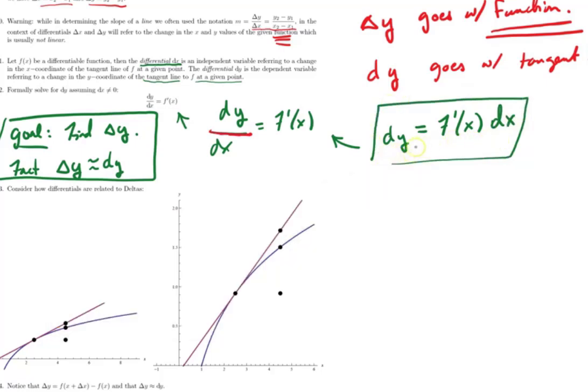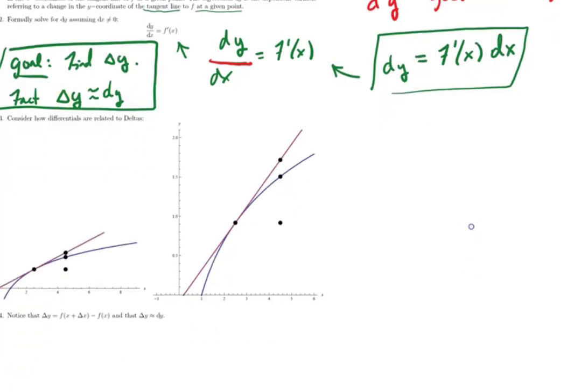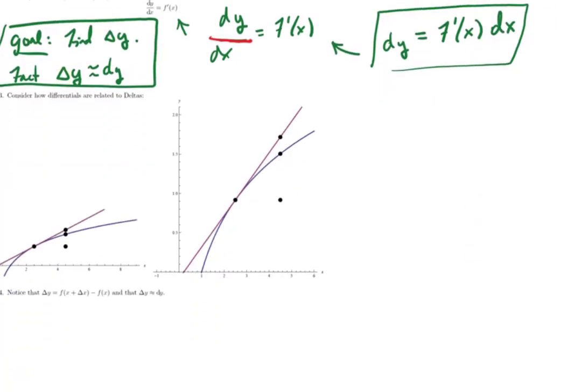Using this notation right here, we'll calculate differential y, and then we make the conclusion that differential y is close to delta y. All right, so I completely agree if you're feeling a little overwhelmed by this notation. I did find this particularly challenging in my first couple passes through this.